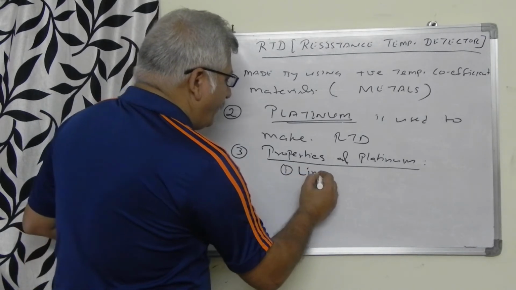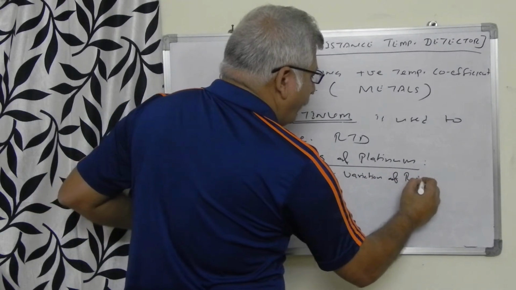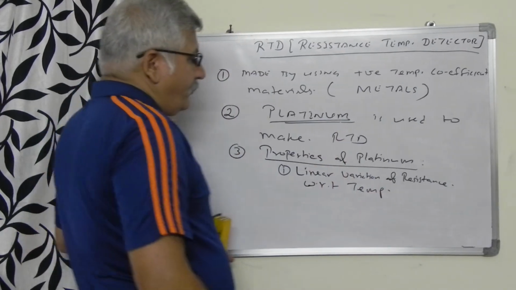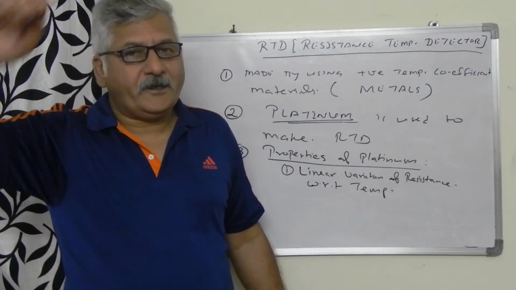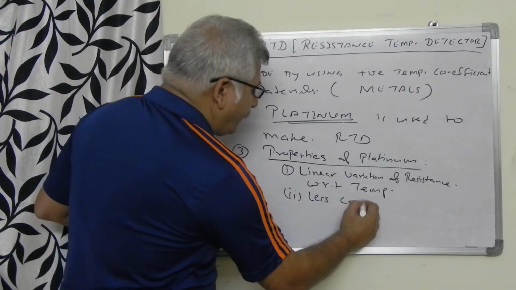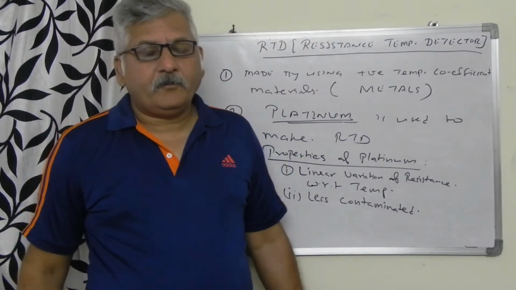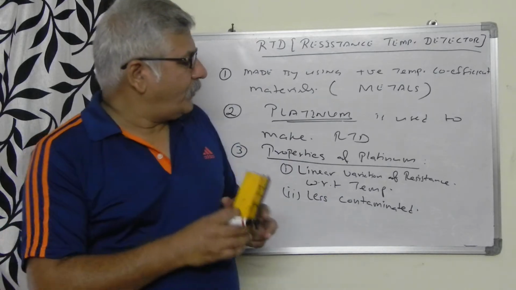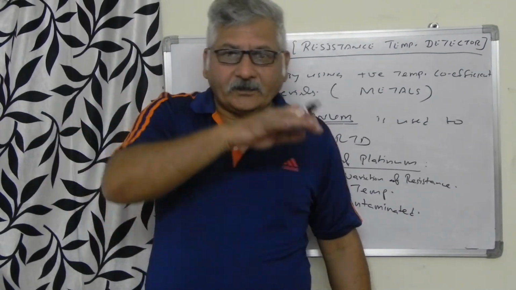So, linear variation of resistance with respect to temperature. In case of the thermistor, we have seen there is a non-linear curve, but here in platinum the curve is linear. Another point is that it is less contaminated. Since this RTD is used in industries for the measurement of temperature, we have to use a material which does not get affected by the surroundings.